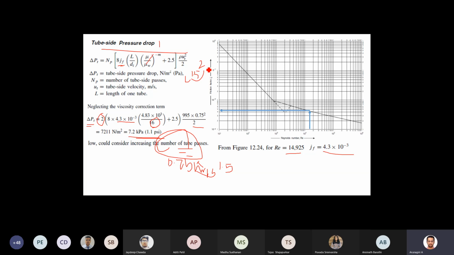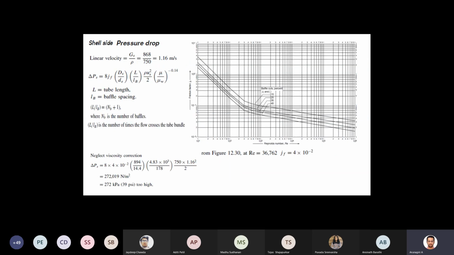So what happened? Previous case it is 0.75 square, correct? So 1.1 psi or 7.2 into 1.5 square divided by 0.75 square. So 28.8 kilopascal it will come. But you have to check the heat transfer coefficient also. If you change the velocity, you have to check the heat transfer coefficient also.